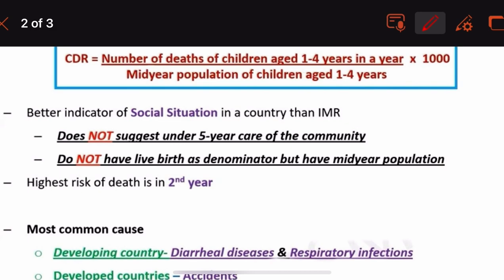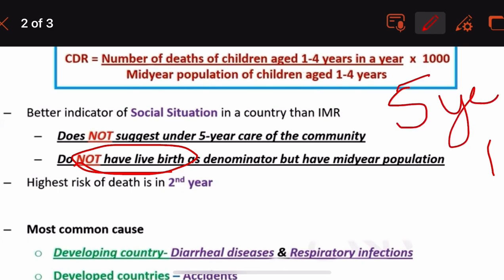In the denominator, it does not have live birth, that is one MCQ, and the other MCQ which we found was that it does not suggest the 5-year care of the community.